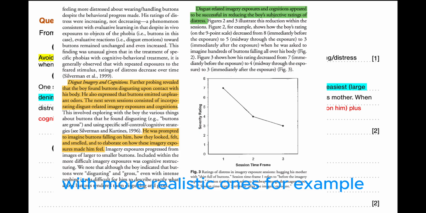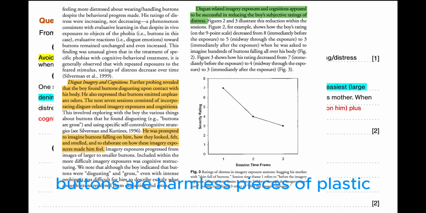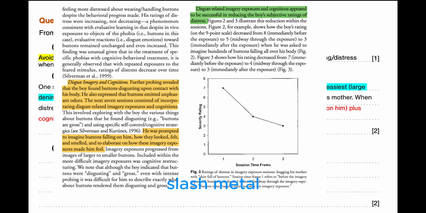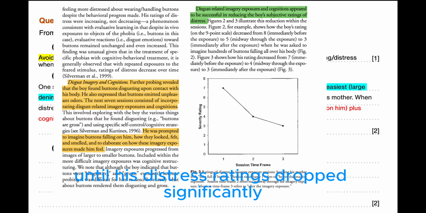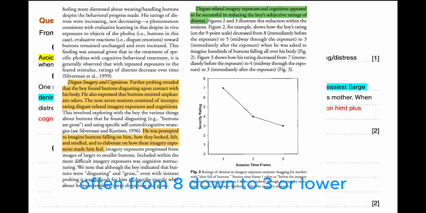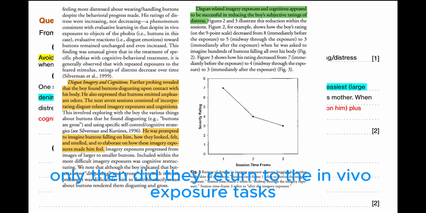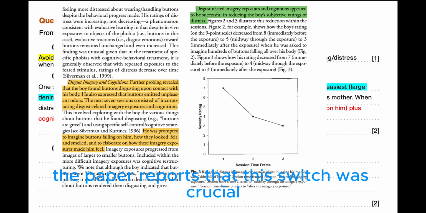With more realistic ones, for example, buttons are harmless pieces of plastic/metal. This combination was repeated until his distress ratings dropped significantly, often from 8 down to 3 or lower. Only then did they return to the in vivo exposure tasks. The paper reports that this switch was crucial.